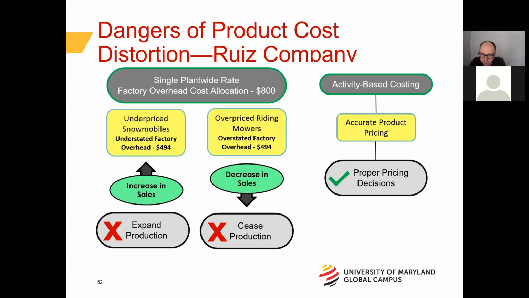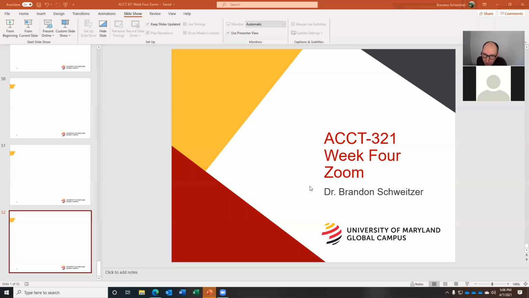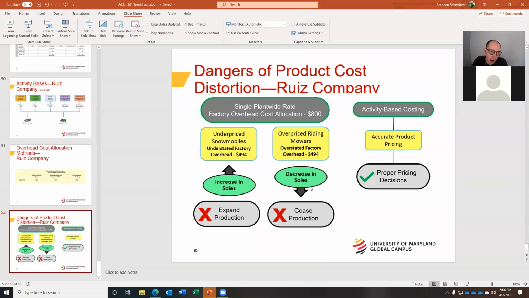And we can see that the most accurate method out of the three is activity-based costing because it results in more accurate product pricing and leads to better decision-making. And that, my friends, is the concept of activity-based costing using probably a pretty good example and comparing it to the other methods.